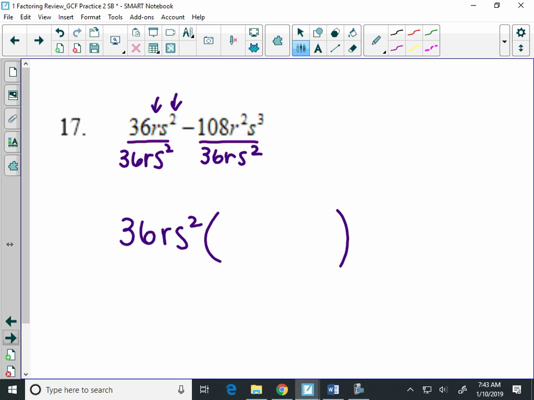Well, just like the last problem on the video, look here. 36r s squared divided by 36r s squared. Anytime I divide a value by itself, I get a 1. I have to put the 1 as the placeholder. Now on the right, negative 108 divided by 36 is actually negative 3. R squared divided by r to the first: 2 minus 1 is 1, so I have an r. And s cubed divided by s squared, 3 minus 2 is 1, so I have an s. So this is your fully factored form.